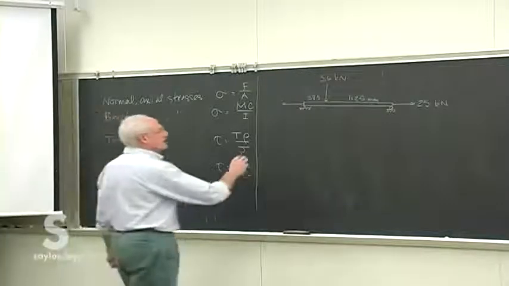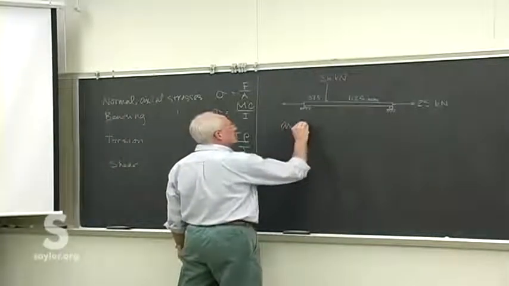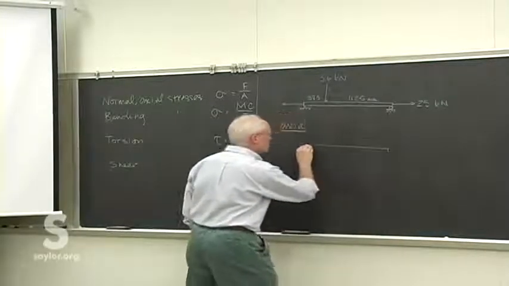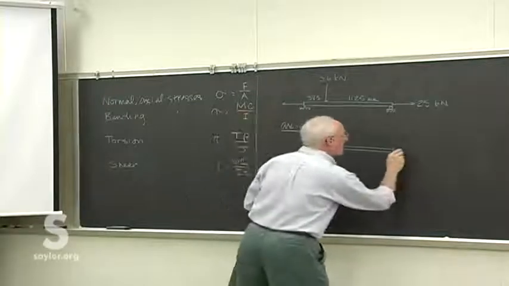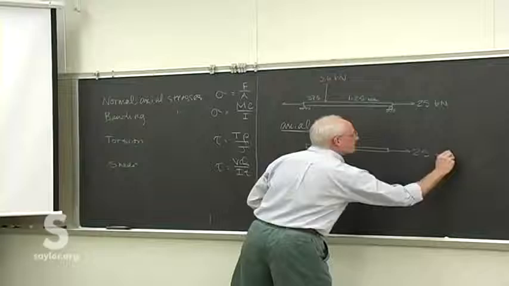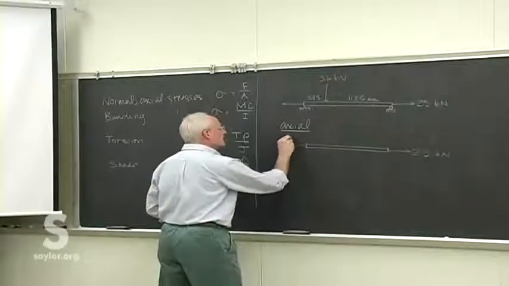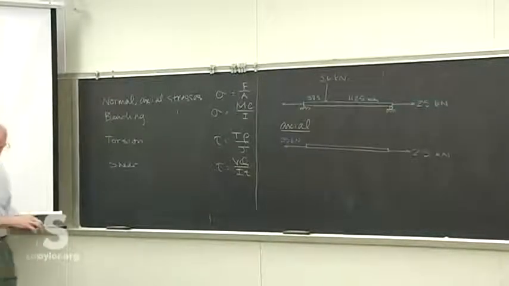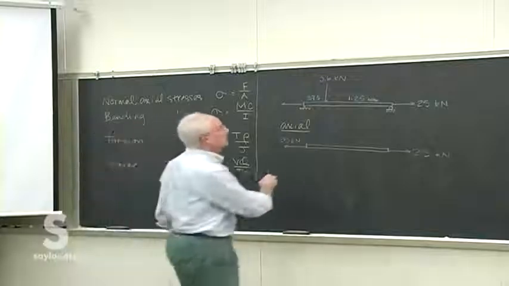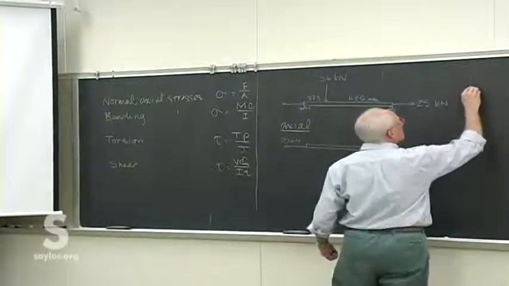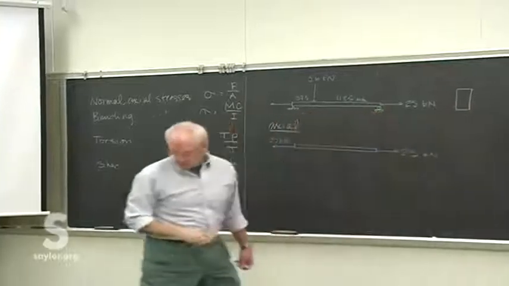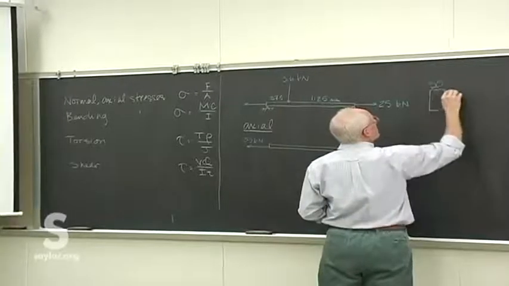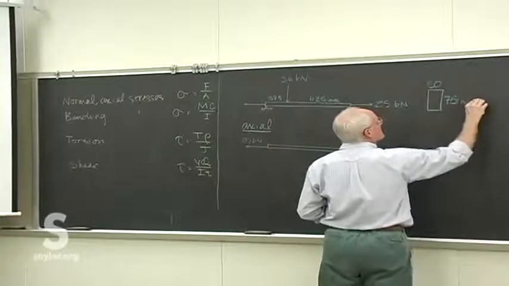What we get here is the axial loading that we started with, which is simply this 25 kilonewtons. This one happens to be in tension. This is the stuff we were doing the first week. I'll give you a cross-sectional shape and area of the beam of 50 by 75 millimeters. So, a simple rectangular shape.